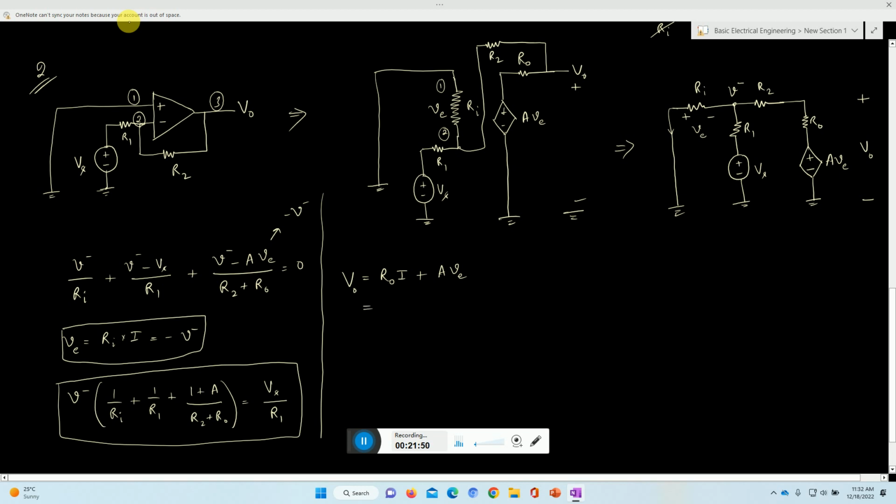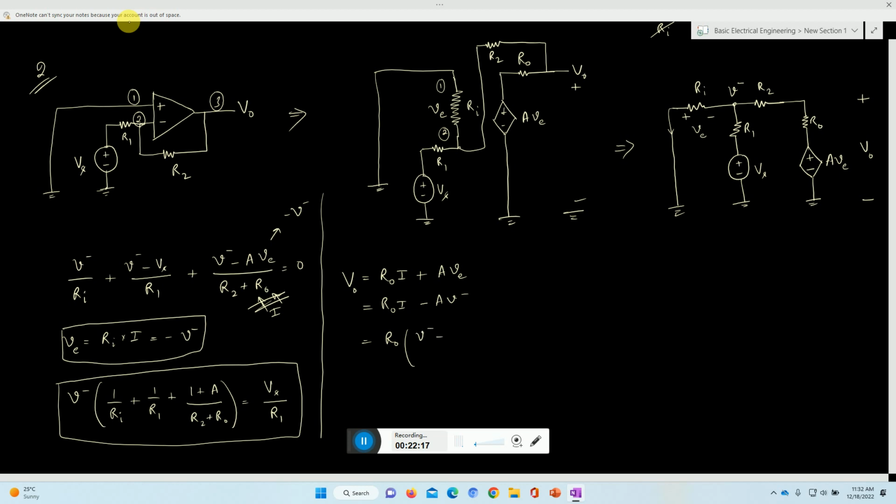So this will be nothing but R0I plus A. Instead of having plus, I can write minus of V minus. The V minus value is known to me, the current is not known. So R0, what is the value of the current? This is the value of I over here. So how much is this current?